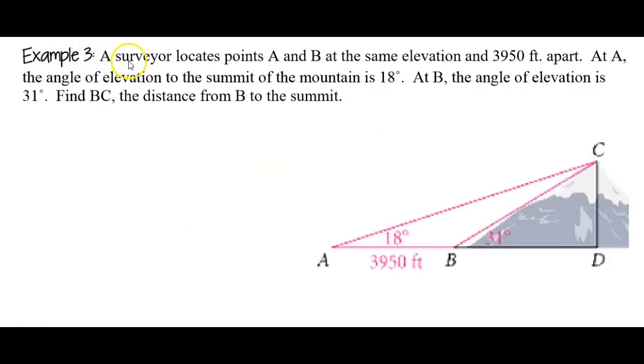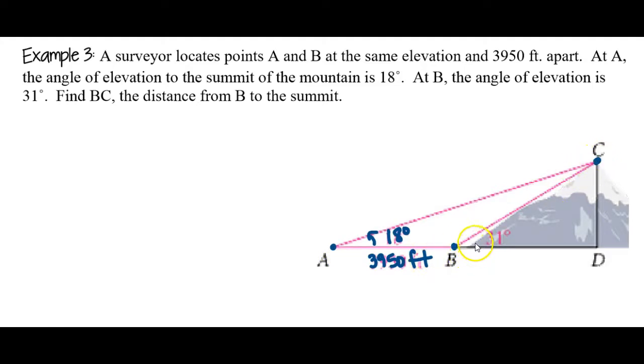Example 3. A surveyor locates points A and B at the same elevation, 3,950 feet apart. So they're at the same height on the mountain. So here's one of his locations, and here is the second location, and they are 3,950 feet apart. At A, the angle of elevation to the summit of the mountain is 18 degrees. Remember, we talked about angle of elevation is up from horizontal, so that is that 18 degrees that when he's at this location, he'll have to look up to see the top of the summit.